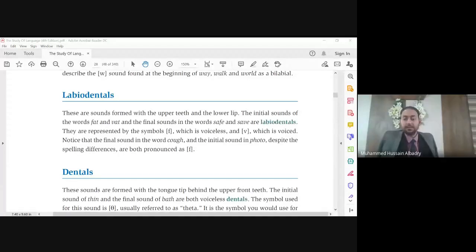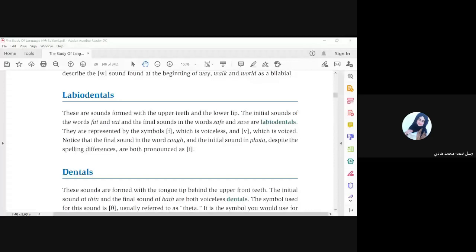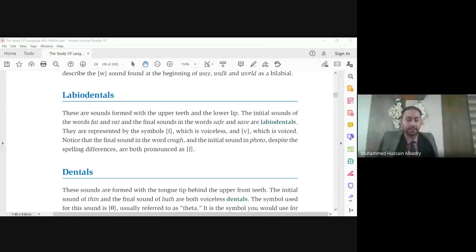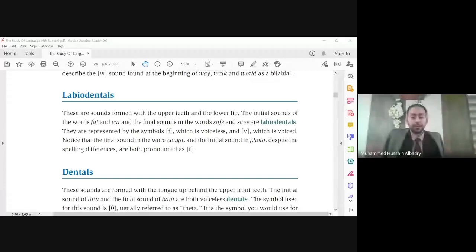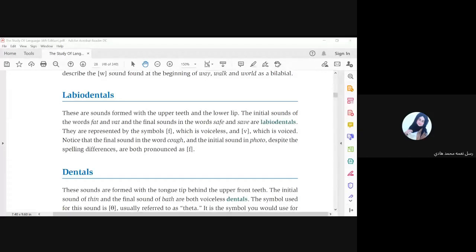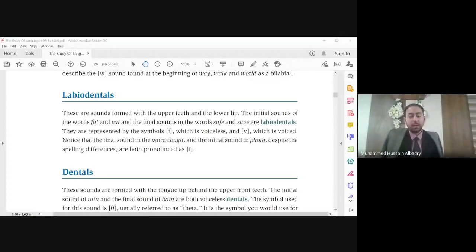Yes, sir. These sounds are formed with the tongue tip behind the upper front teeth. Sorry, can you repeat? These sounds are formed with the tongue tip behind the upper front teeth. Like what? Say, the. Very good. So this is dental. See here, you need the tip of the tongue and the upper teeth. Good.